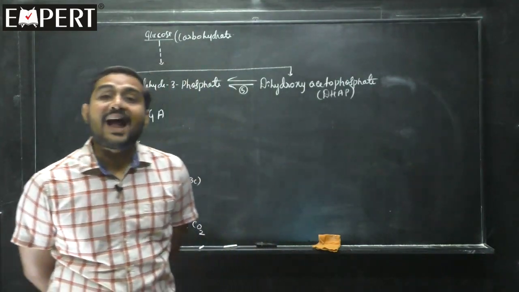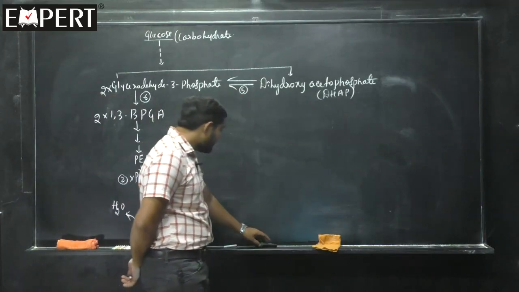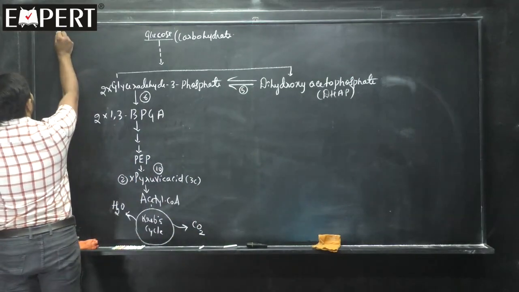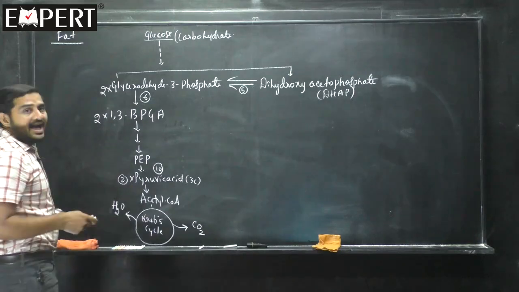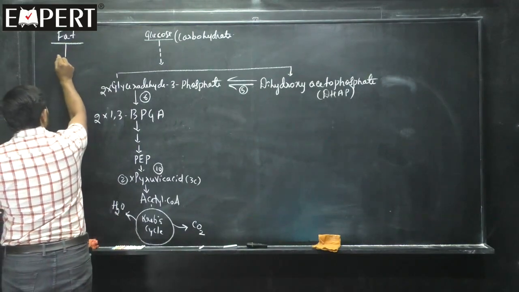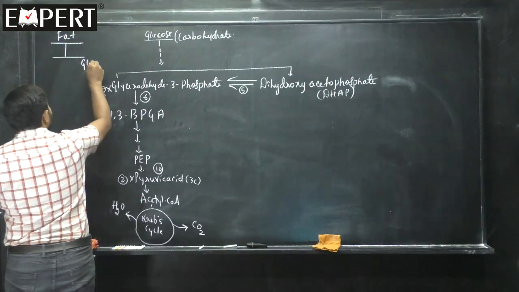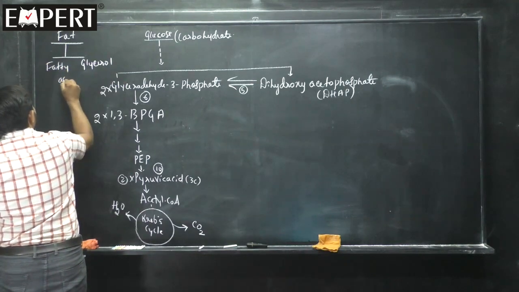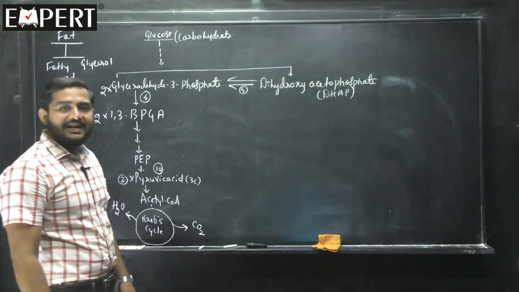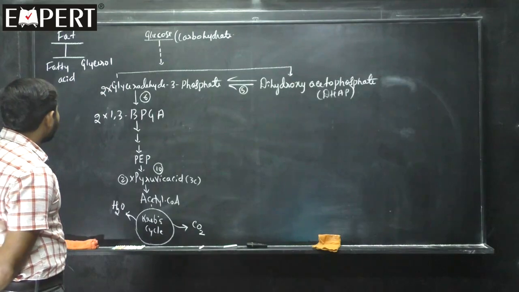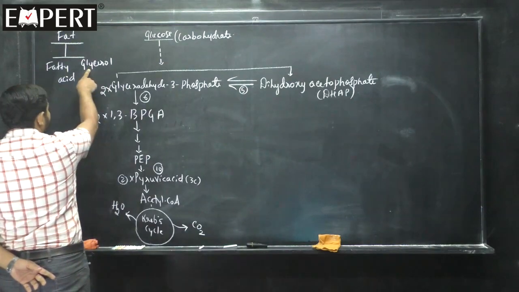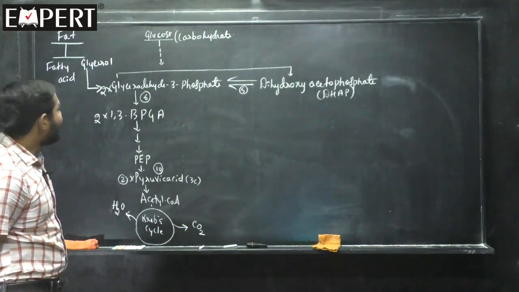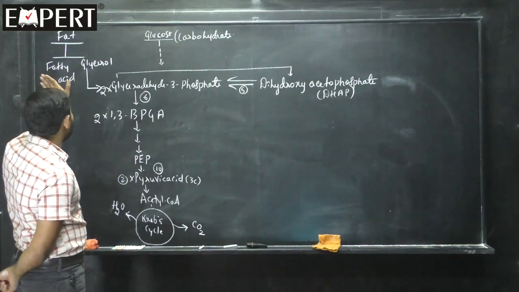The next source can be fats, lipids. Lipids can be the next source. So, I am writing the word fat here. You know that fat is made up of glycerol and a fatty acid. Clear, students? Now, what can happen is this glycerol can become glyceraldehyde 3-phosphate.